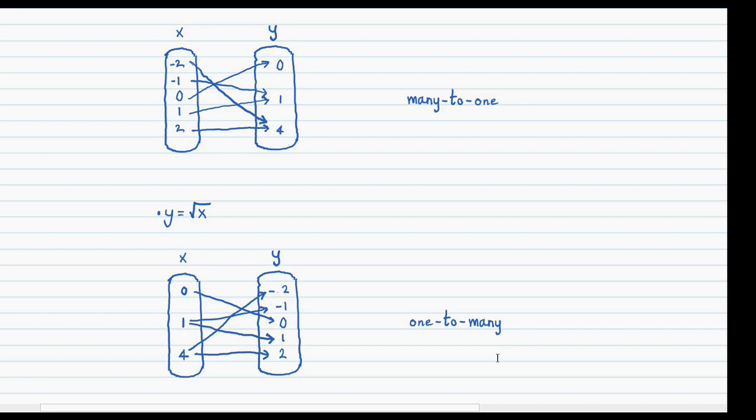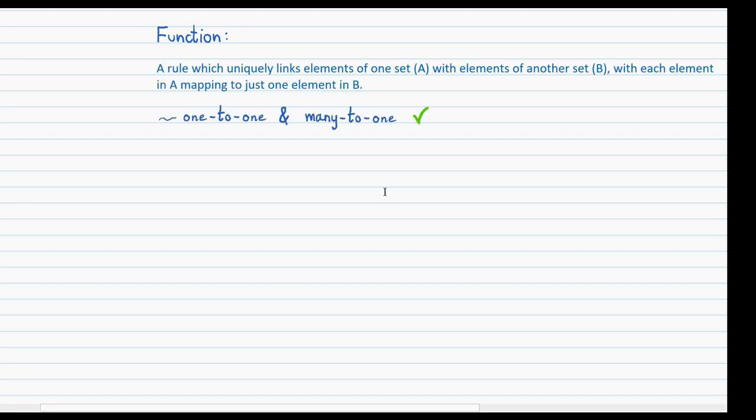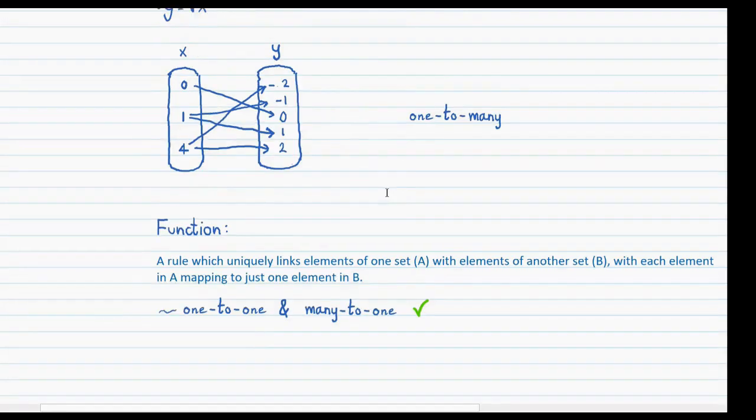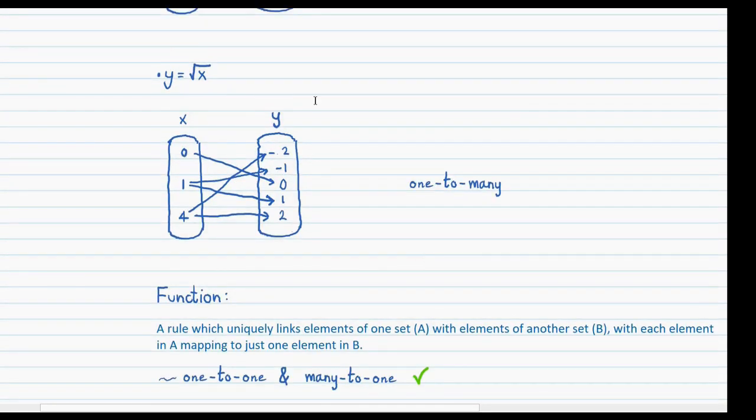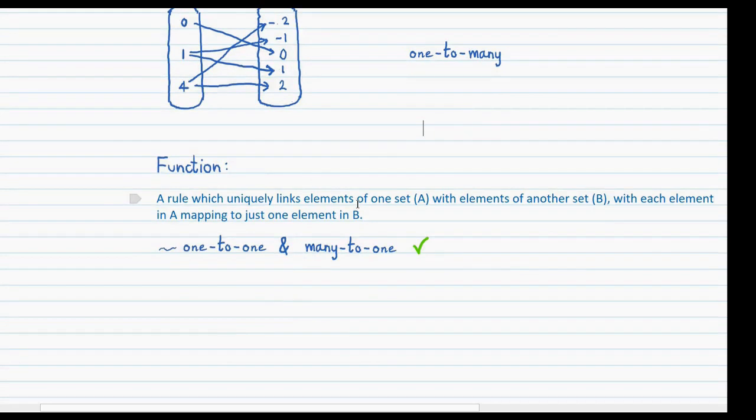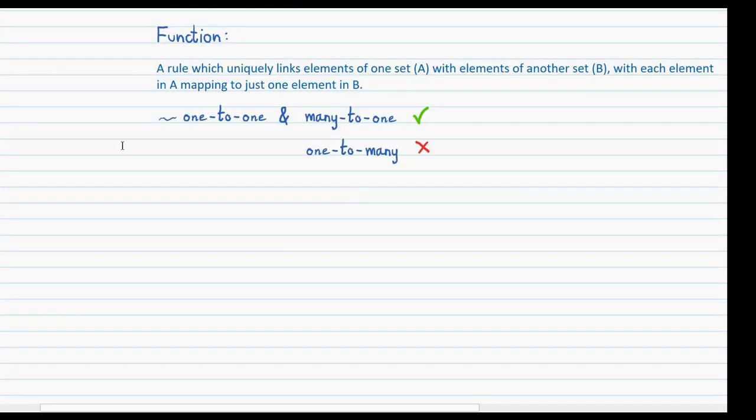Then we finally come to the definition of a function. A function is a rule which uniquely links elements of one set A with elements of another set B, with each element in A mapping to only one element in set B. It's basically the same as a relation, but it's restricted to one-to-one relations and many-to-one relations. Whereas one-to-many relations, such as the y equals root x relation we had from earlier, these cannot be considered as functions. So only equations that are one-to-one or many-to-one can be considered functions.